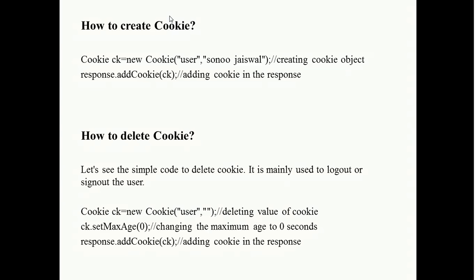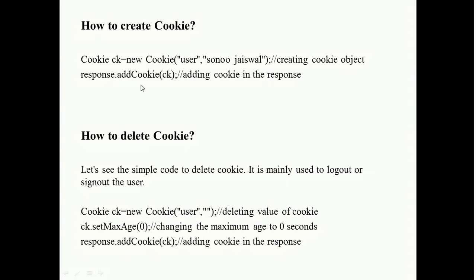So if you want to create a cookie using the second constructor, that is the constructor having two arguments, the first argument is string name, and the second argument is string value. This syntax creates the cookie, and second is response.addCookie.